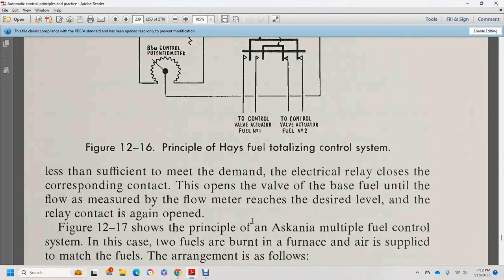Less than sufficient to meet the demand, the electrical relay closes, and the corresponding contact opens the valve on the makeup fuel of the unit until the flow measured by the flow rate meter reaches the desired level, when the relay contact is again opened. Figure 12-17 shows the principle of an ASCO and multiple fuel control system.